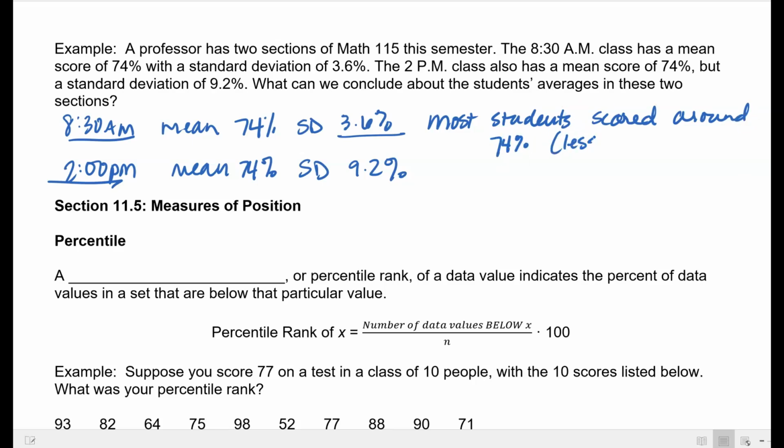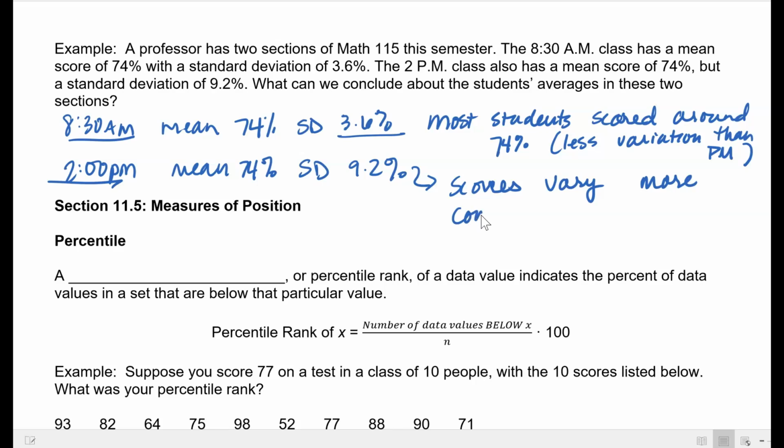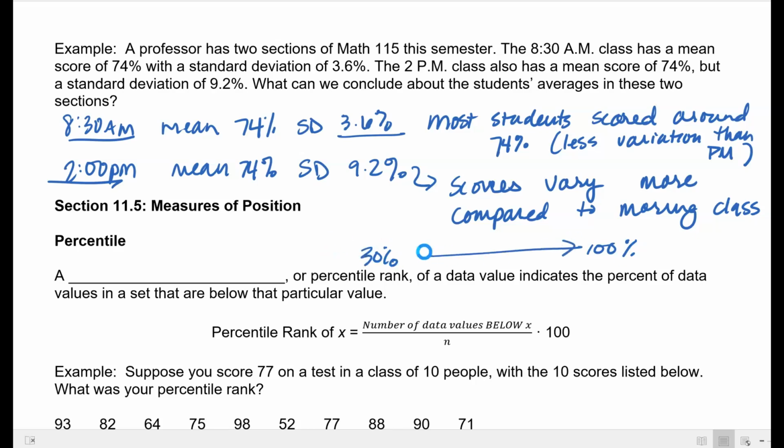Okay, so less variation than the afternoon class. In the afternoon class, I would say scores are going to vary more compared to the morning class. So even though the average is 74, you could get students who maybe scored 100 and maybe scored, I don't know, 30%, and they're going to be all in between, but when you average them out, they end up averaging to 74.